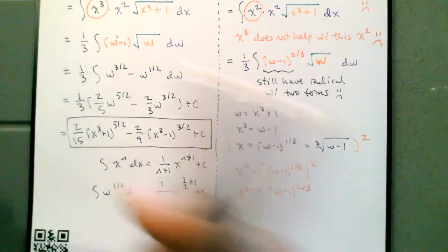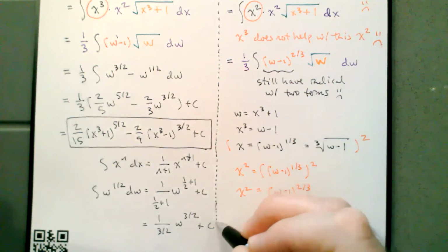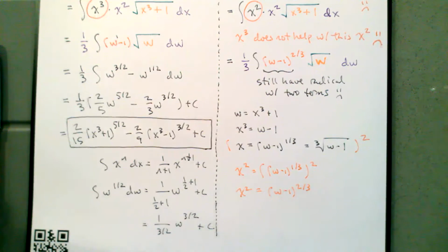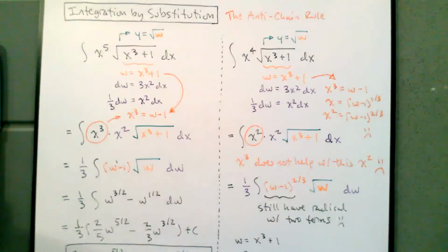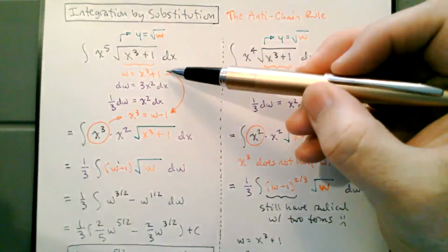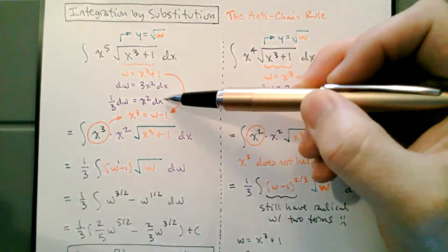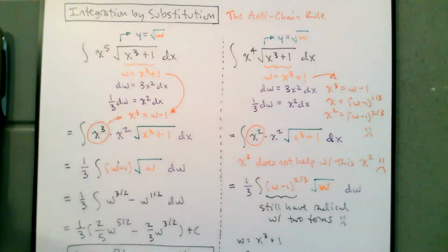So the challenge in this substitution game is knowing how substitution is supposed to work, knowing what we need to make substitution work. We start by deciding what we want to substitute, and then we have to make sure that we can have all the parts that we need to make that substitution work. On the left, because we had x to the 5th, I could break that up into an x cubed, which easily turned into w, and the x squared, which we needed to make the dw.